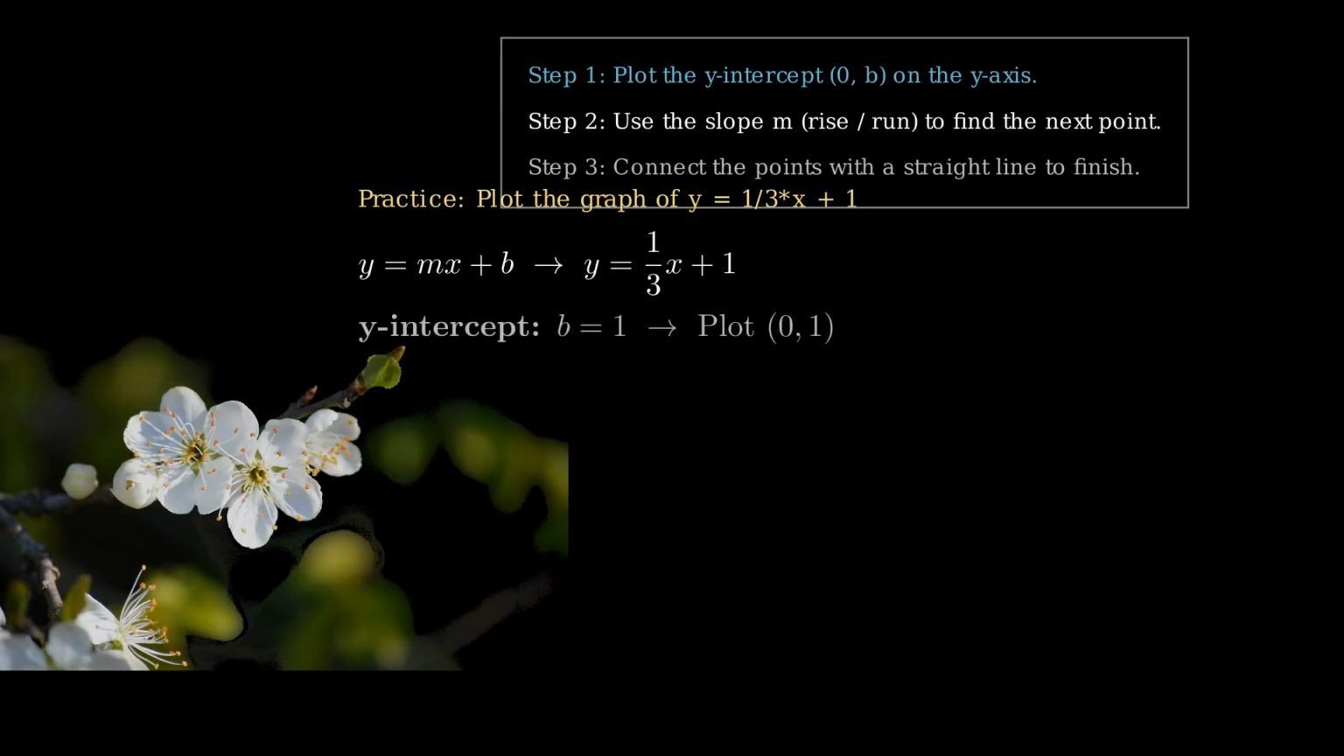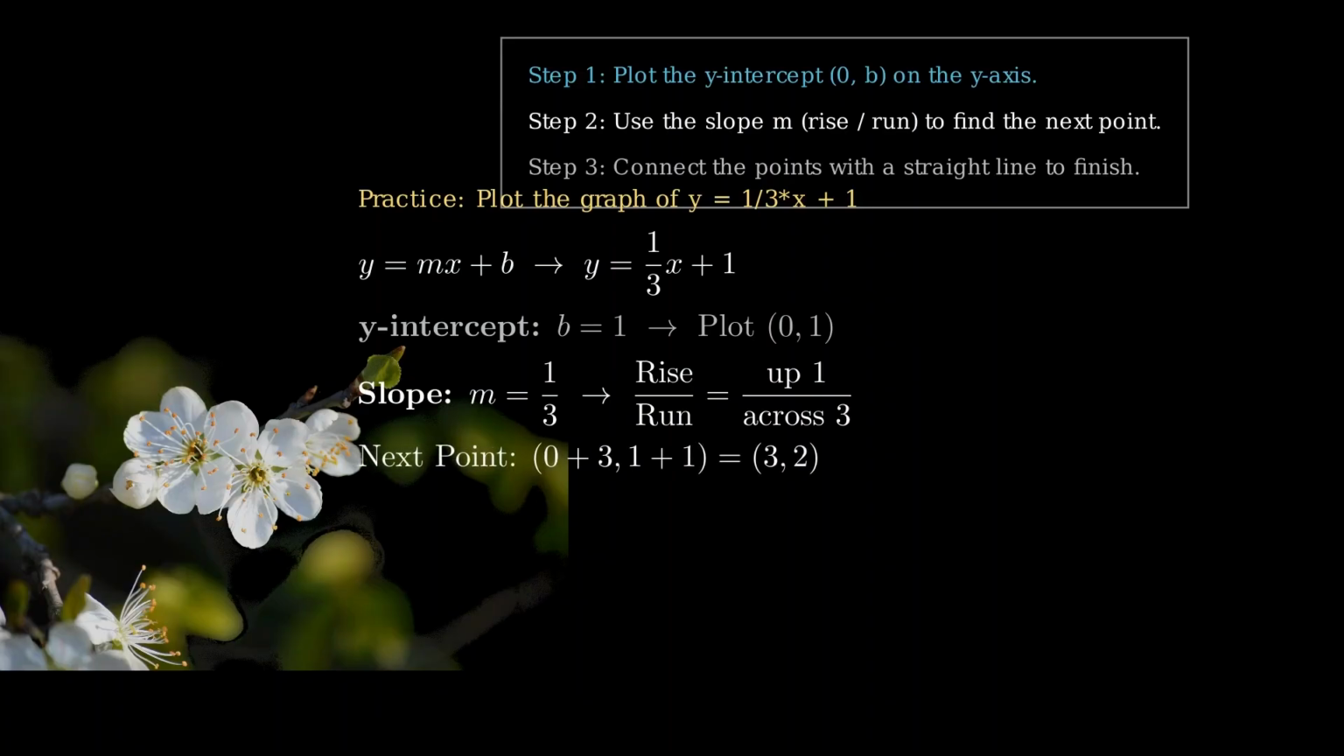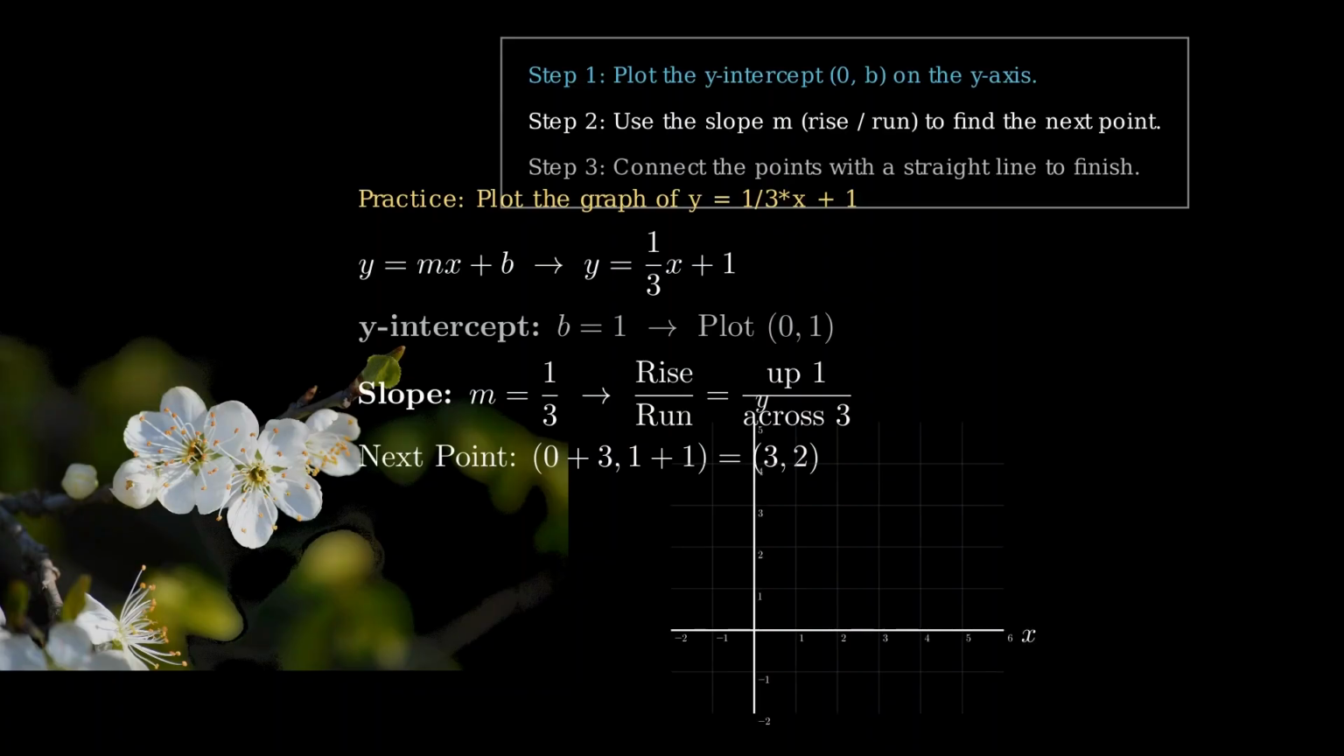First, comparing this with y equals mx plus b, the y-intercept b is 1, so we plot the point 0, 1. Next, the slope m is 1 over 3. This means for a slope of 1 over 3, we go up 1 unit for every 3 units across. Starting from 0, 1, moving 3 units right and 1 unit up brings us to the point 3, 2. Now let's see how to plot this on the coordinate plane.